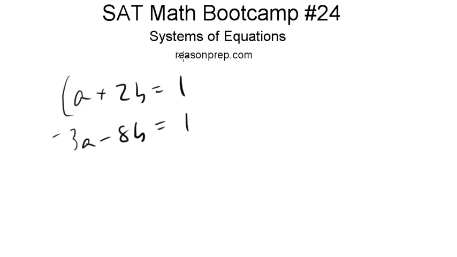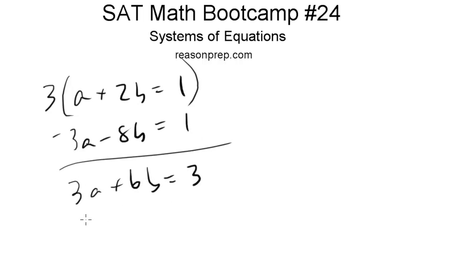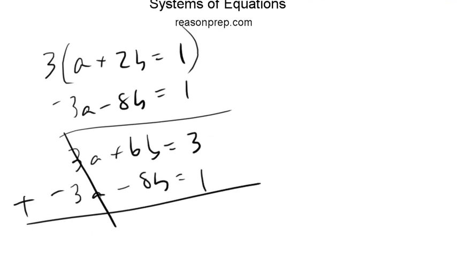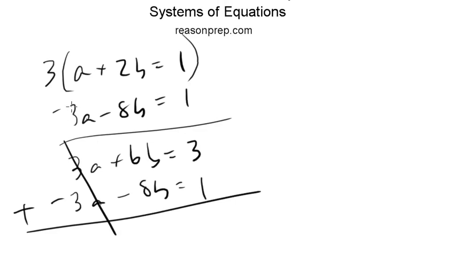So if I multiply this top equation by 3, that gives me 3a plus 6b equals 3, and then I'll still have minus 3a minus 8b equals 1 on the bottom. If I do that, notice if I add these equations now, just add them up and down like any other addition, you'll see that the 3a cancels, and that's what you want. So the key with these is to get a situation in which you can cancel out one of the variables, and you can do that either by multiplying or dividing one of the equations, or sometimes even both of the equations, by some number.